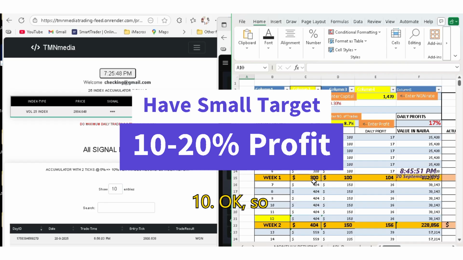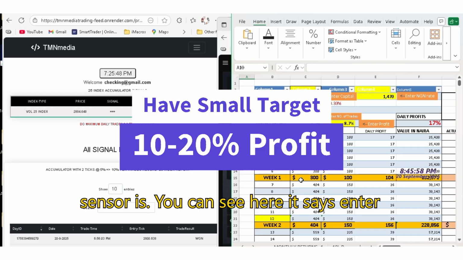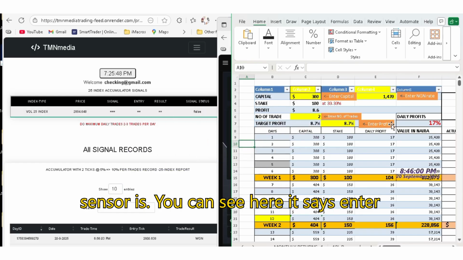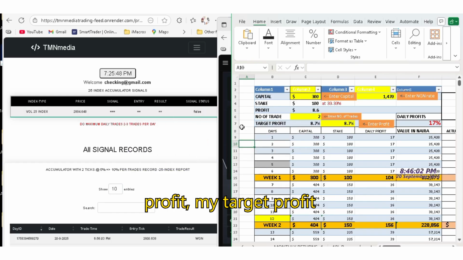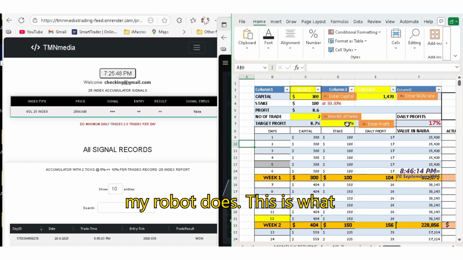Okay? So look at this chart here now. You can see it here where the cursor is. You can see here it says enter profit. My target profit for the day per trade, every time I want to trade, is like 8.7%. Are you getting it? Now, this is what my robot does.